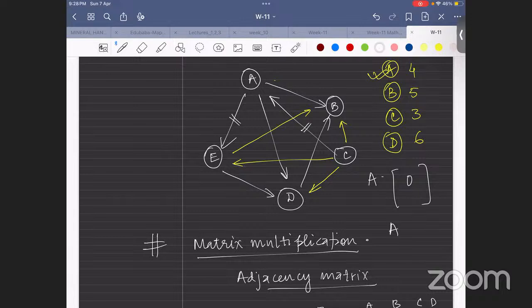C to A to D. So for A to D, for A square, it will be showing 1, right? So whenever you add those two cases, for A to D, it will be showing 1 for the transitive closure. And from here also, you can see that from C to D, right?